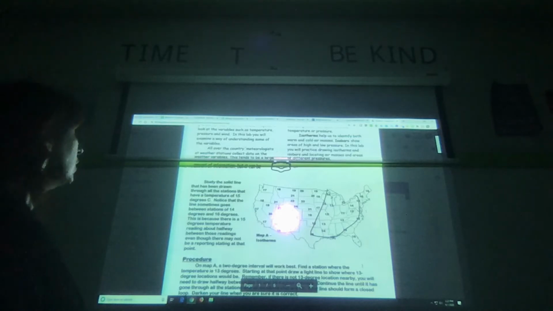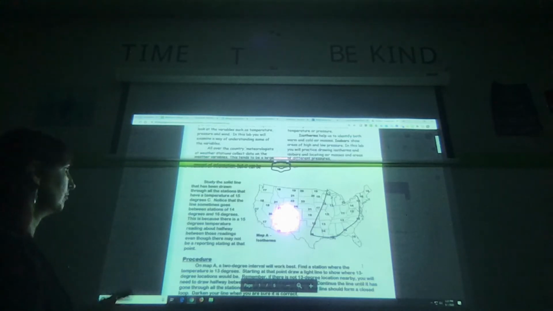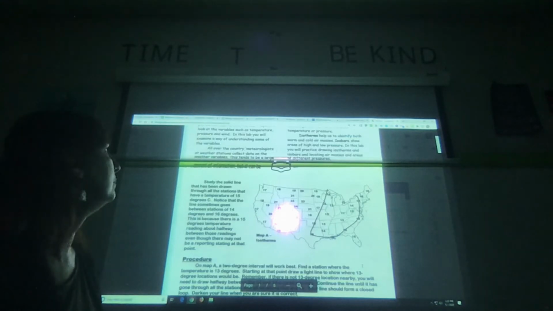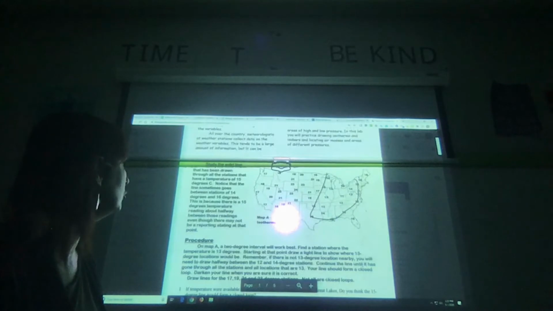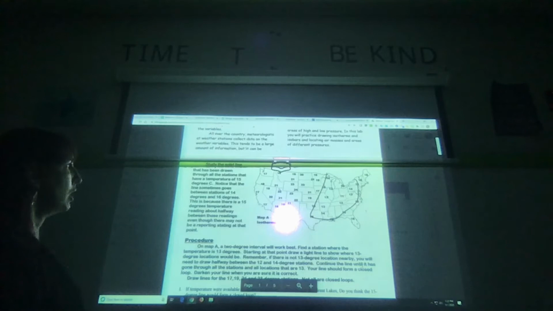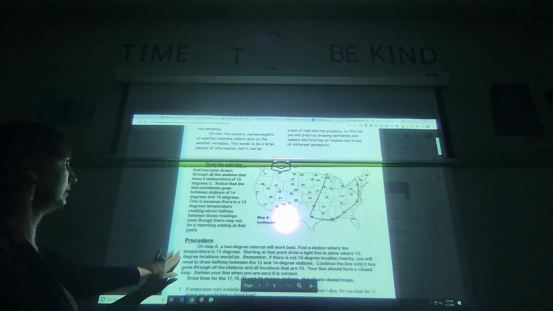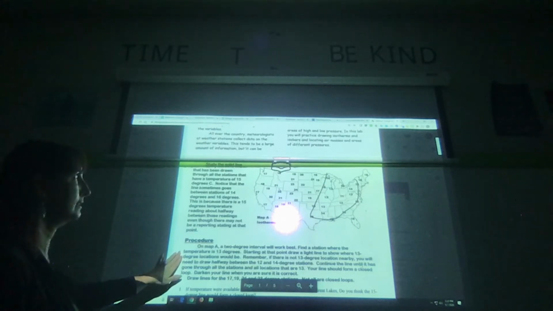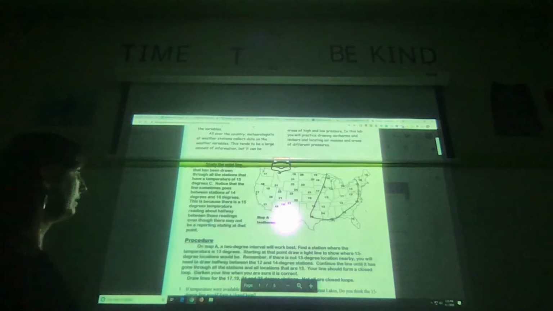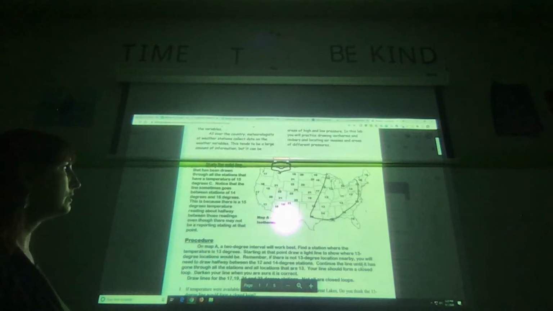I'm going to read through here, and I'm probably going to have to scroll up a little bit. I can't do too much, or else it's going to be on the wall. I'm going to read what it says, and then we're going to do it together. It says on map A, a 2-degree interval is going to work best. So you're going to find a station where the temperature is 13 degrees.